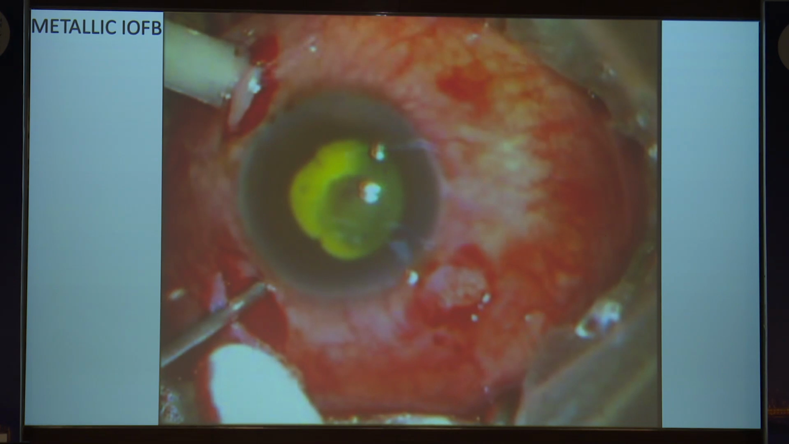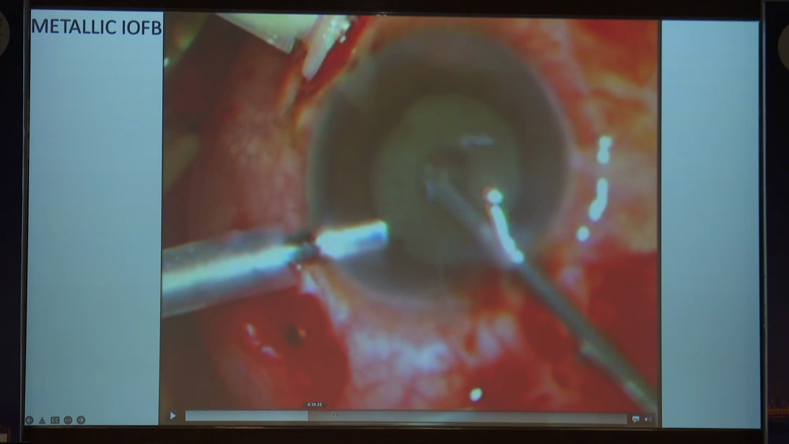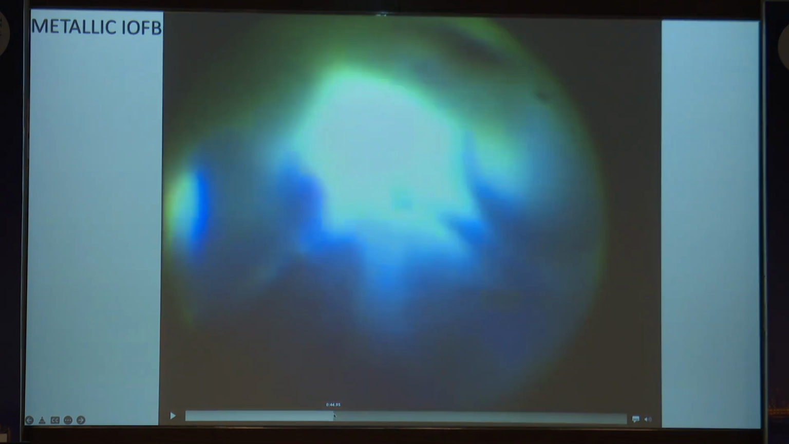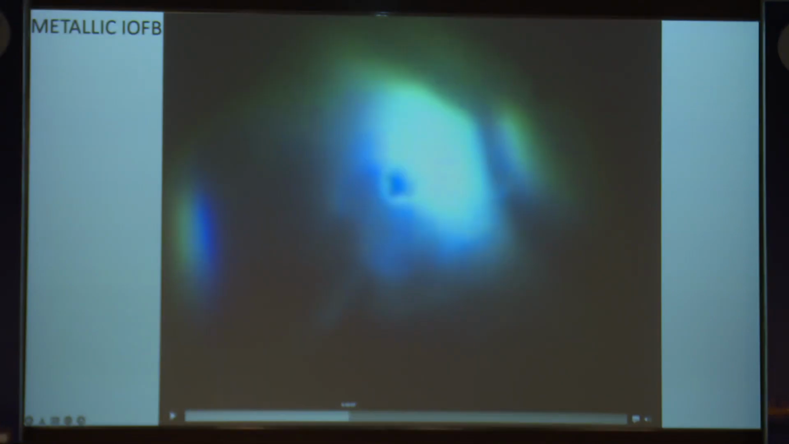This is a patient with a metallic foreign body. I'll just go straight to the foreign body part.